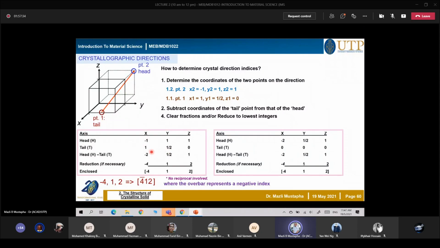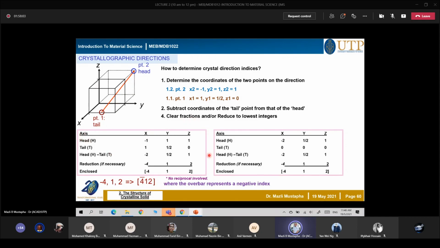And again, head minus tail is like this. -1 minus 1 is -2. 1 minus half is half. 1 minus 0 is 1. As again, we don't want any fraction. We need to times by 2. It becomes -4, 1, and 2. It gives you the same answer. But your final answer should be like this.